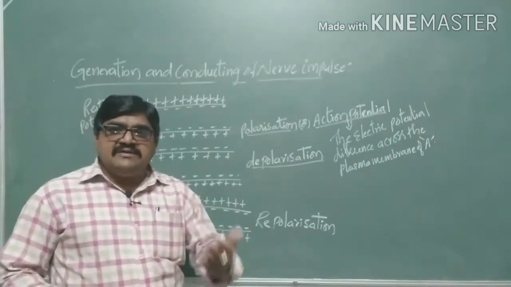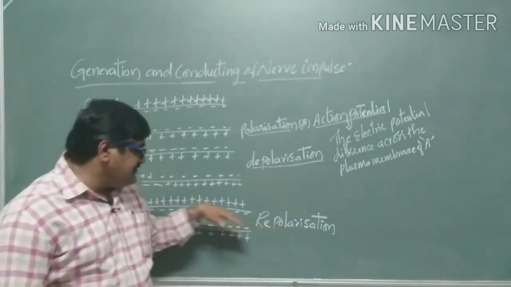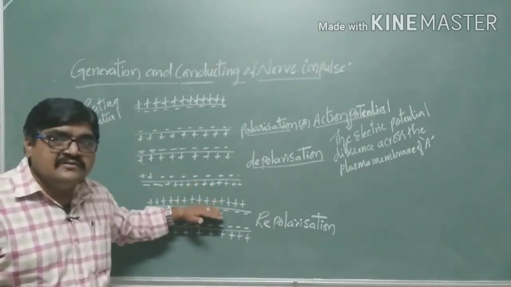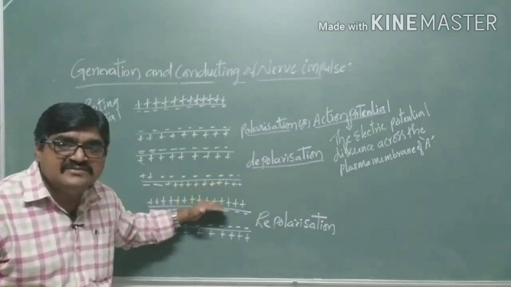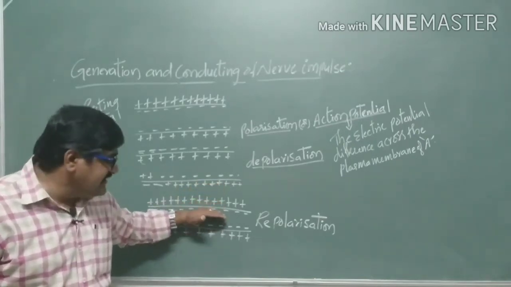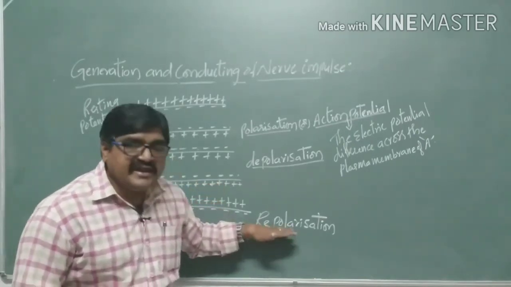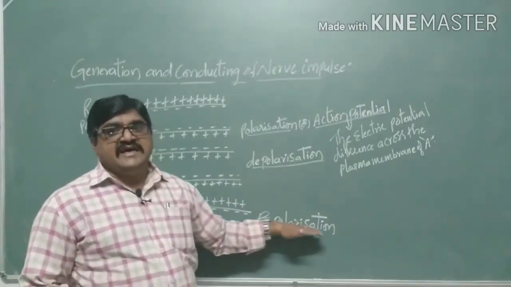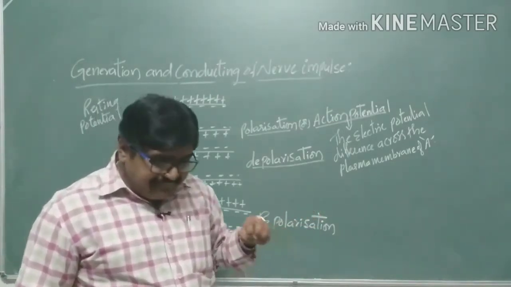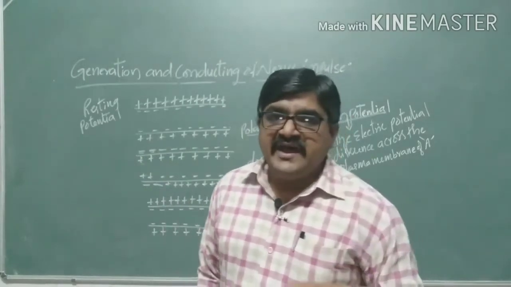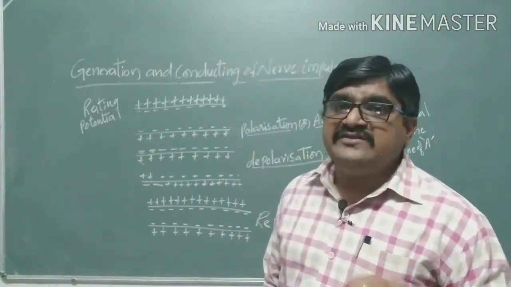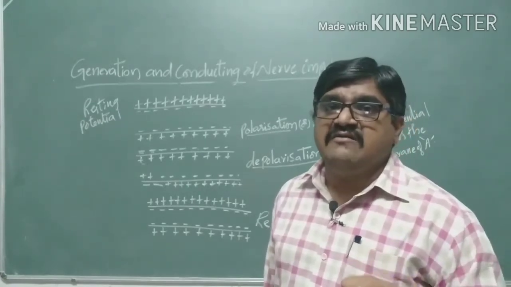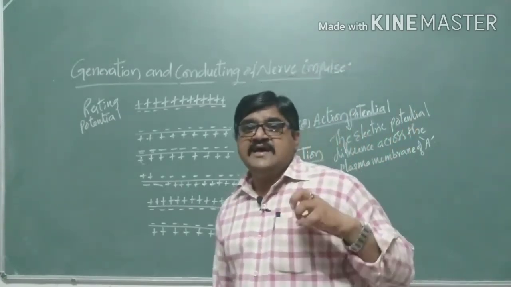Again, when the nerve impulse takes place, the positively charged ions become outflux and the negatively charged ions become influx. This condition we can call repolarization. So these are the three aspects that take place in the neurons when the generation or conduction of a nerve impulse takes place.